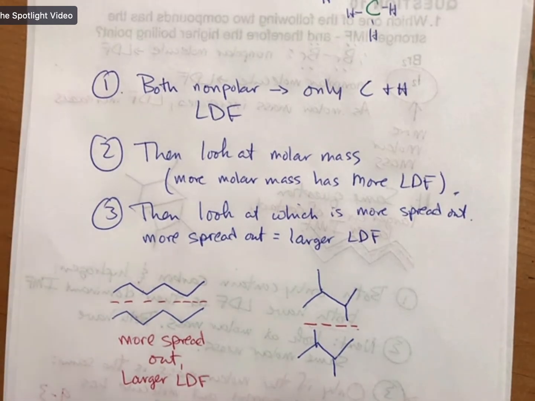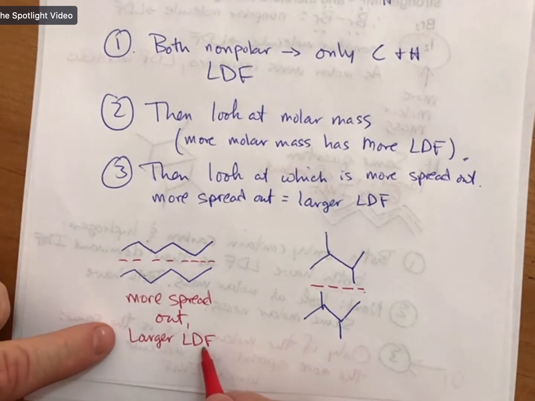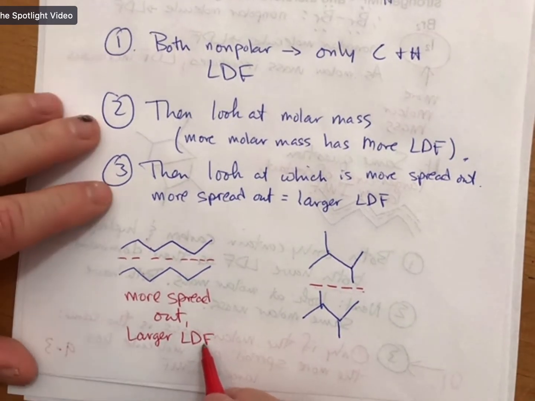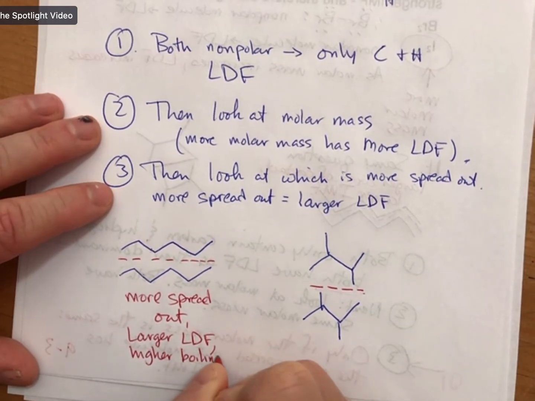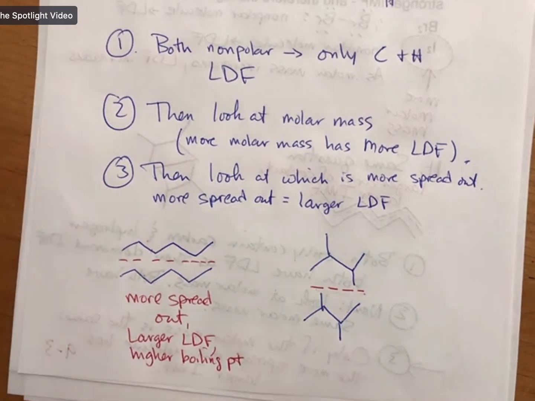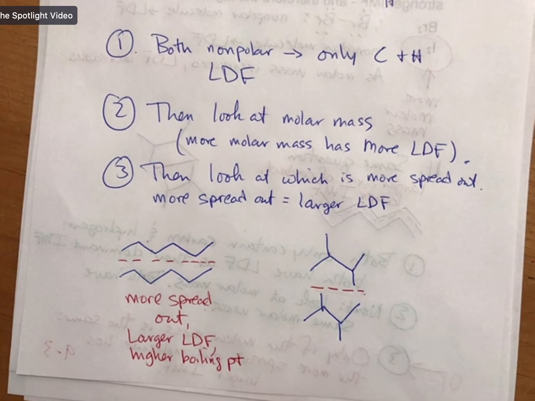And I can't remember the example I gave in the lecture outline, but I think I gave the boiling points and how they were different. And remember, larger intermolecular forces, whether it's LDF or any of the others, has higher boiling point. Higher boiling point, higher melting point, higher heat of vaporization, higher heat of fusion, higher surface tension, higher viscosity, and lower vapor pressure.